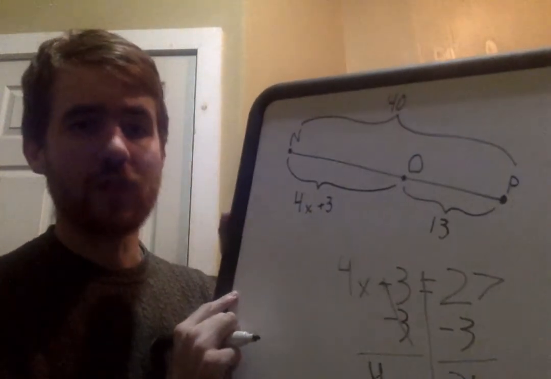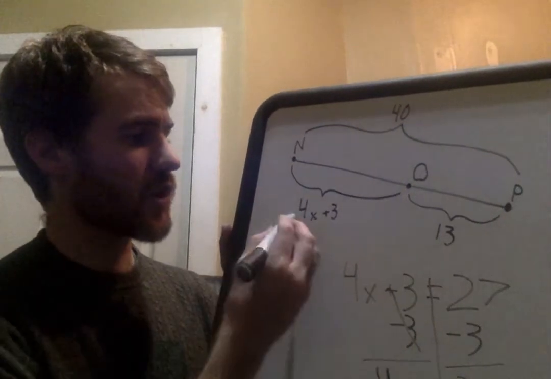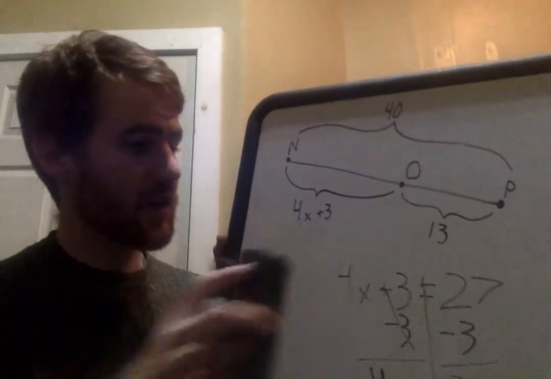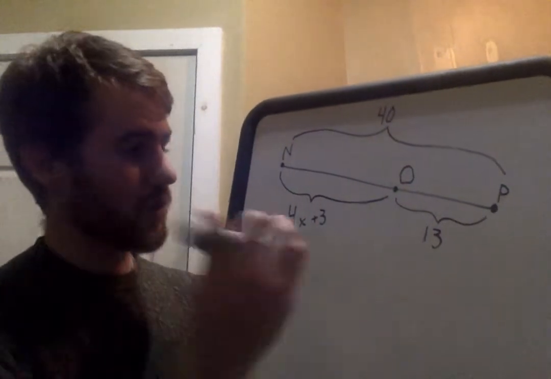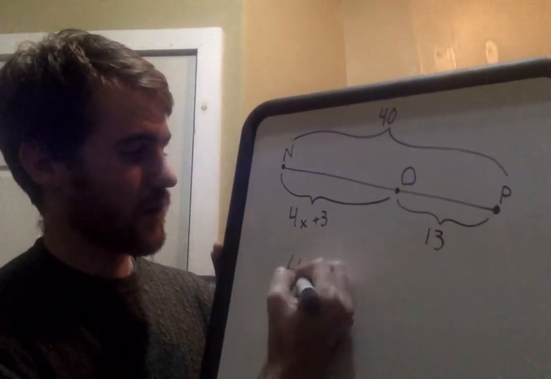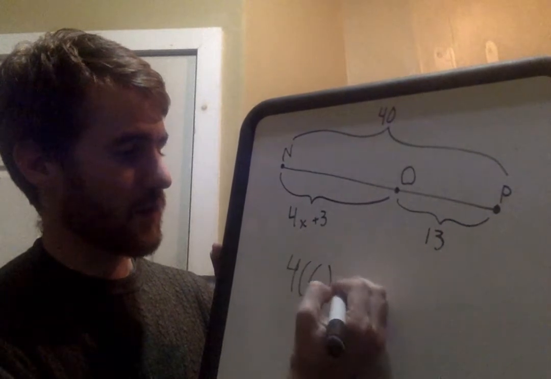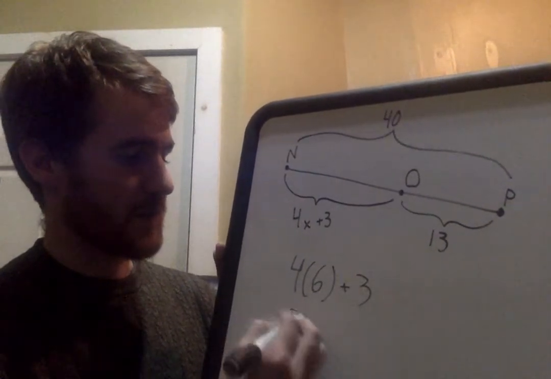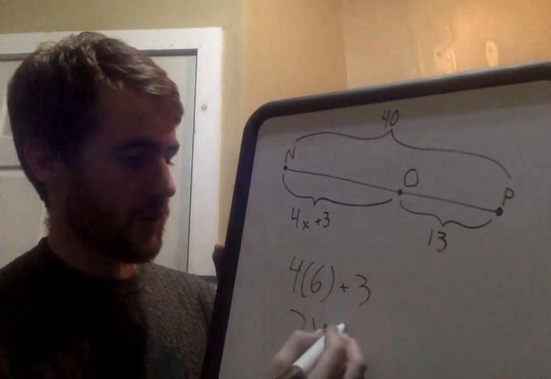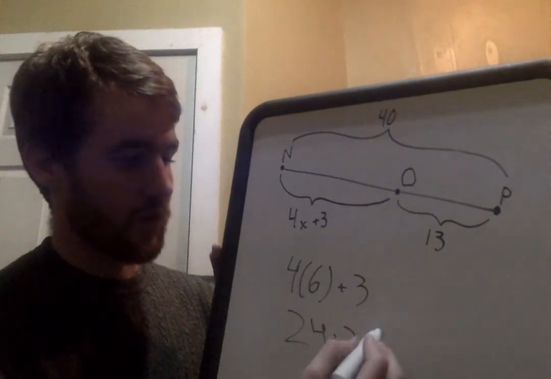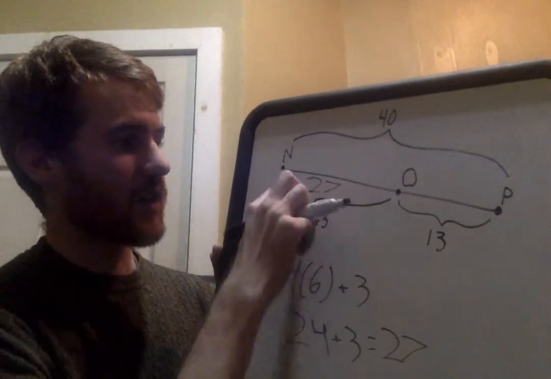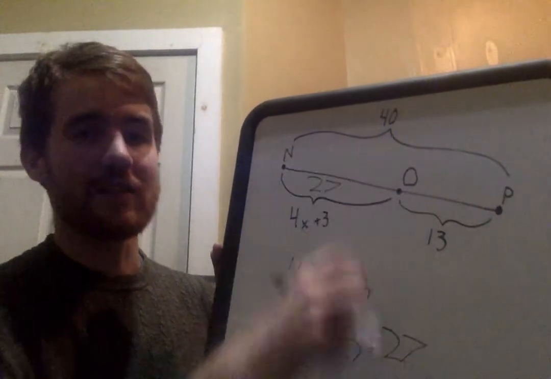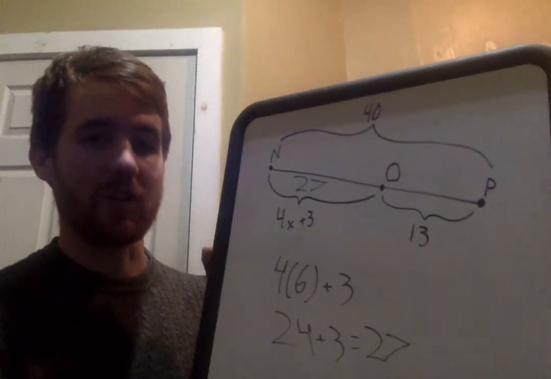And of course, once you figure out what x is equal to, you should check your work by substituting it in up here. So if x is equal to 6, as we got both times, what you can do is 4 times 6 plus 3. 4 times 6 is 24 plus 3 is equal to 27. The length of this line segment is 27. 27 plus 13 does equal 40, so we did the problem correctly.